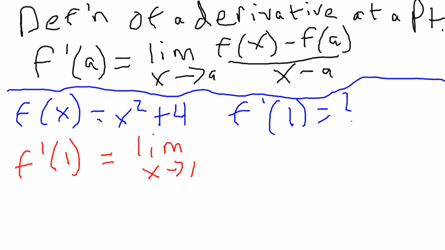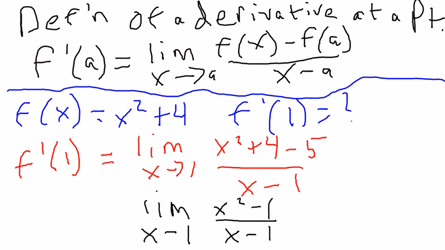In this case, a equals 1, so applying the definition, we get f prime of 1 equals the limit as x goes to 1. Alright, now we need f of x equals x squared plus 4, so we add that in there. And now we need minus f of a. So if a equals 1, we plug 1 into f of x, so into x squared plus 4. So 1 squared plus 4 equals 5. So we have x squared plus 4 minus 5 divided by x minus a. Well, we already said that a is 1, so it's x minus 1.